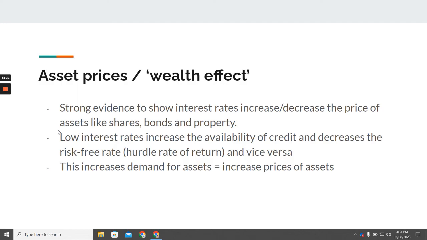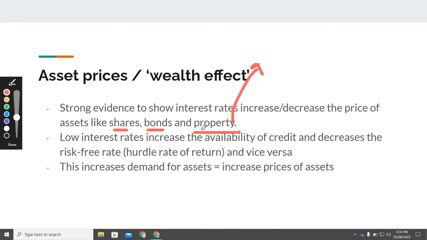The last one is called the asset price channel, or the wealth effect. Basically, it's the impact on asset prices. Now, interest rates have a huge impact on the price of shares, bonds, and particularly property. If we charted the data of Australian house prices versus interest rates, you'd basically see interest rates going down and house prices going up. The reason for this is when interest rates are lower, people get access to more credit because they're able to repay interest on a larger loan when interest rates are lower. And this is what's been happening up until recently, up until the RBA started increasing interest rates.